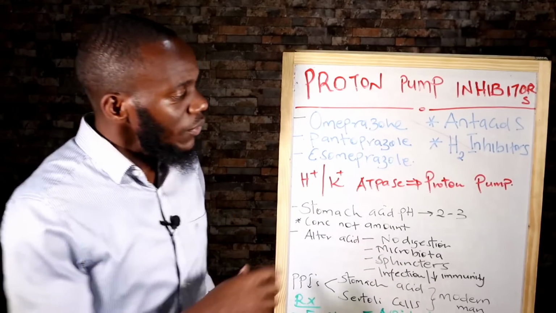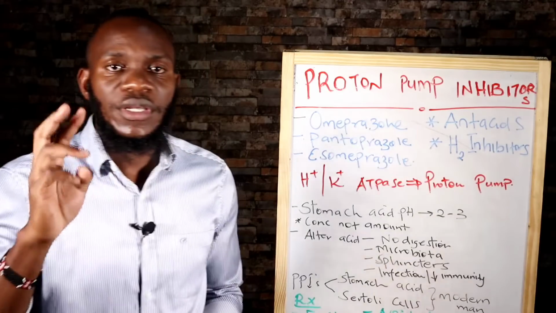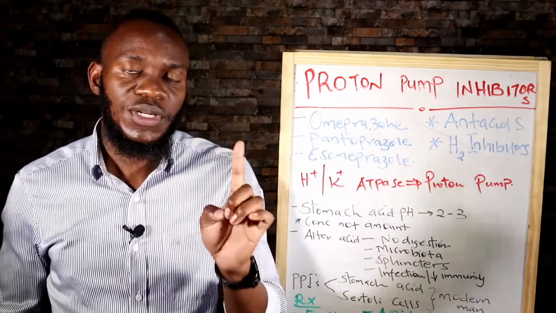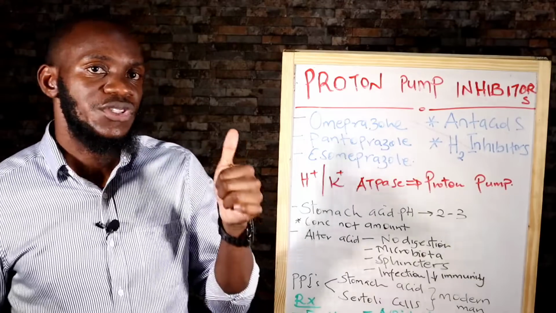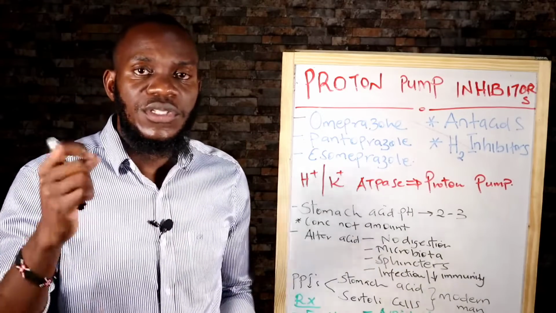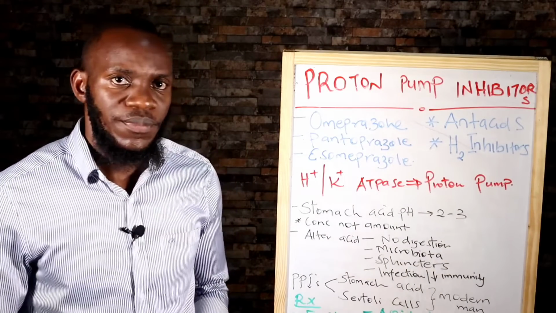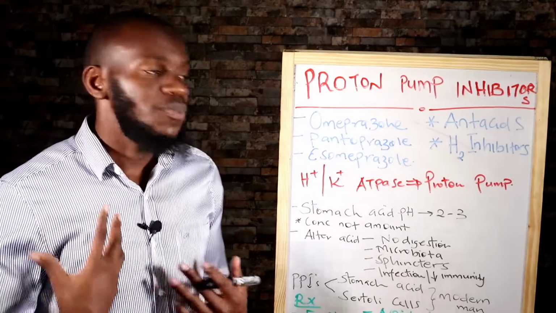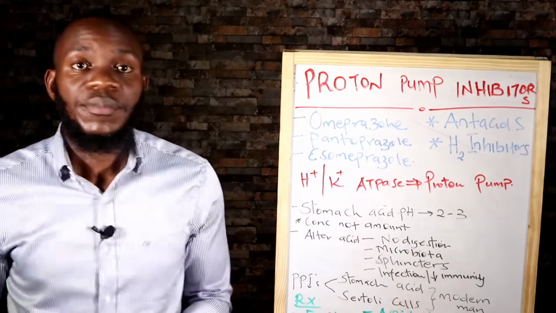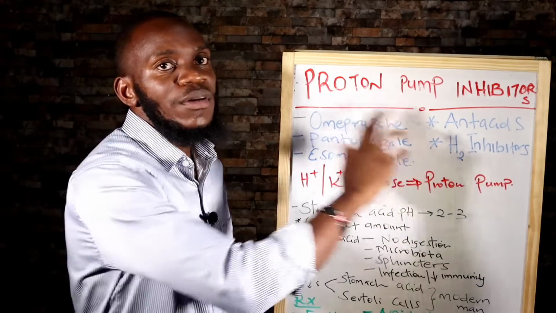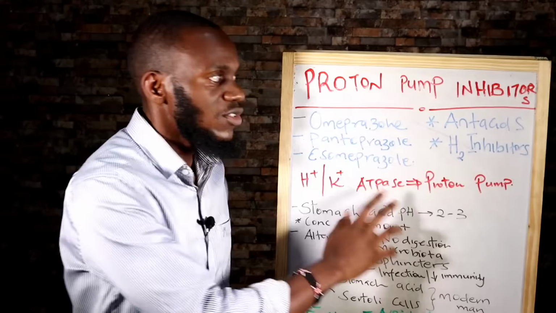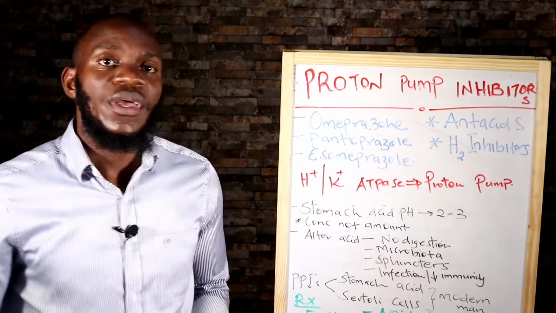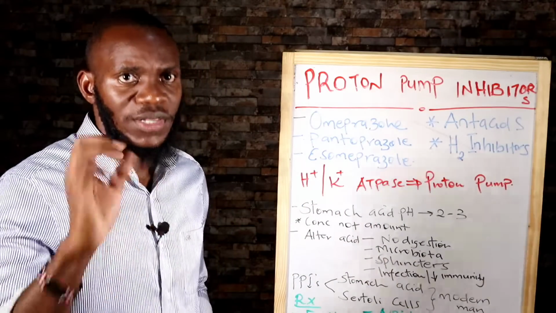So this proton pump is found in several cells, but the major ones we are going to concentrate on are the parietal cells in the stomach that produce HCl, and the Sertoli cells in the testis that support sperm production. Those two cells express this proton pump immensely, and they are the ones affected by drugs in this class of proton pump inhibitors, and that's why we are mentioning the two. Now hold that thought.